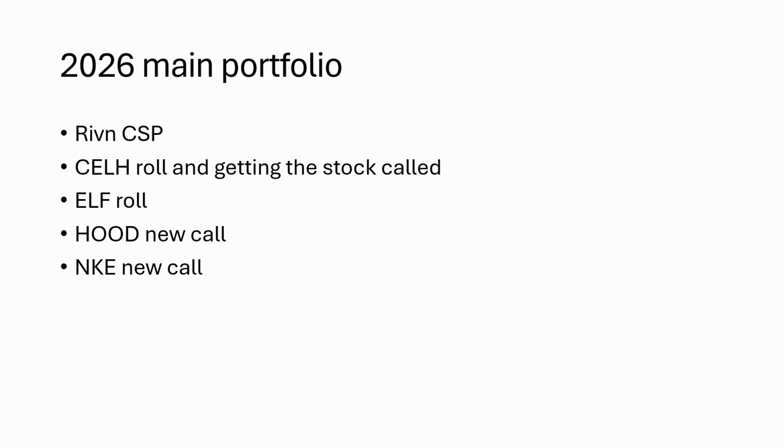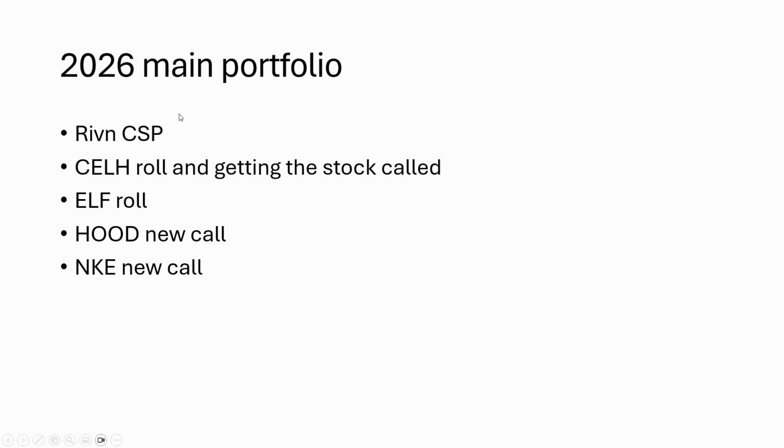So my 2026 main portfolio. Some of the moves I made, I started with the free cash. I started doing Rivian cash secured puts, which basically means I'm selling puts using my cash as collateral. That's just because Rivian has very high IV.